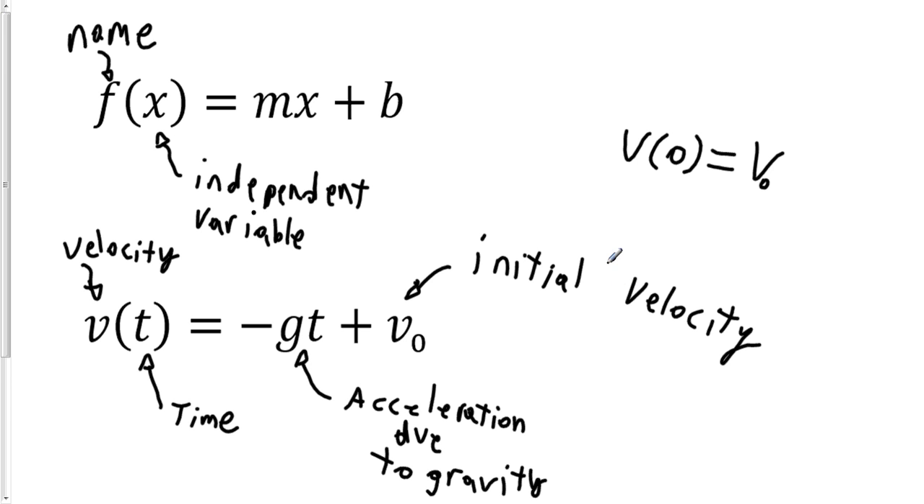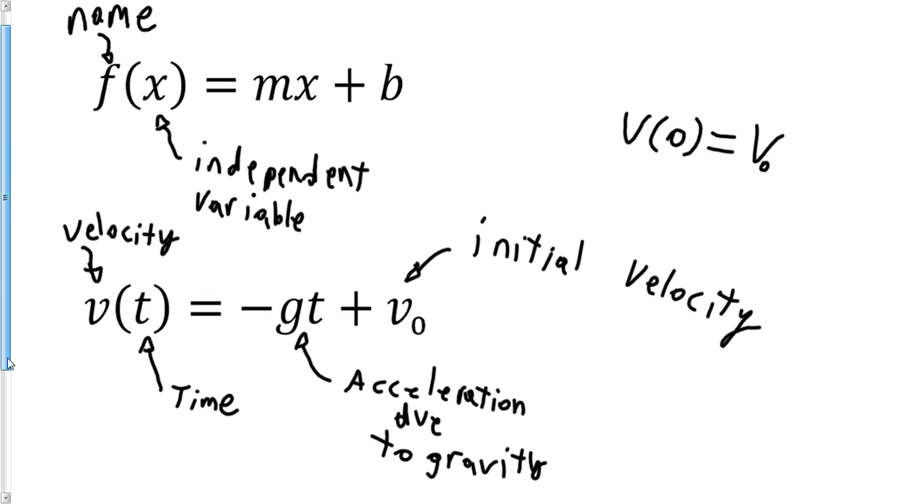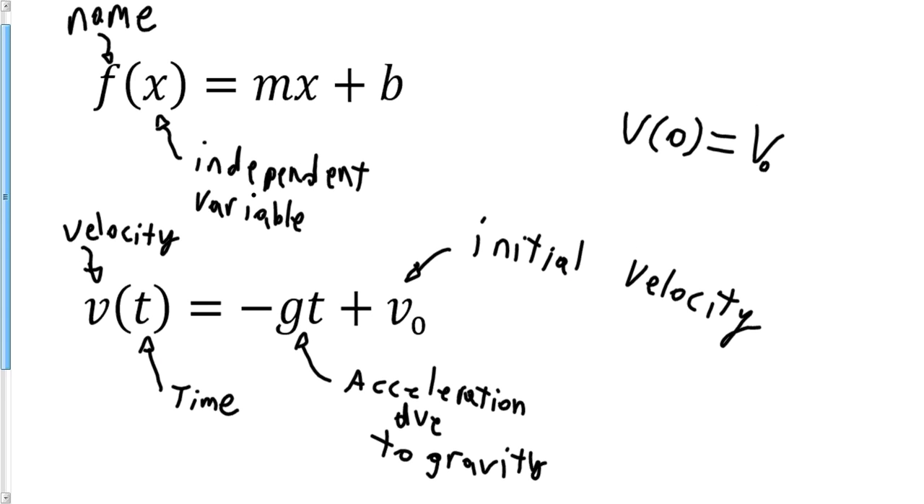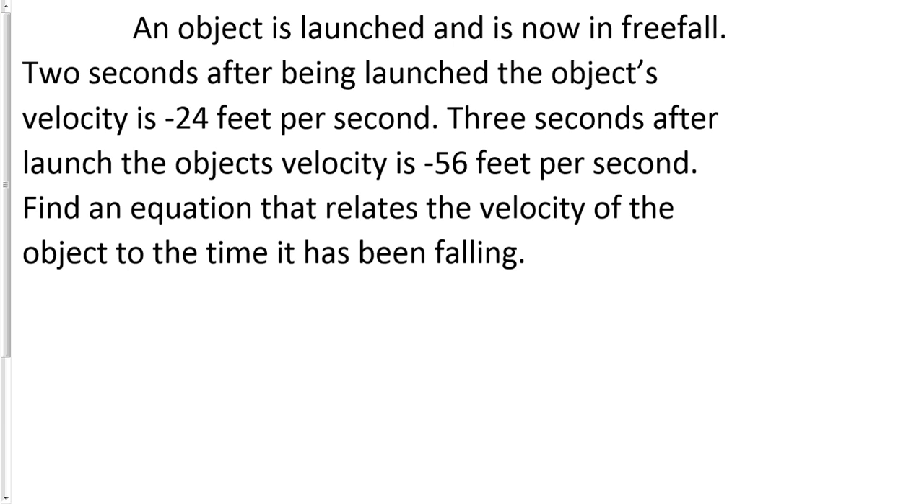So these are all the players. We have the velocity at time t, the v of t. It's the output. T, time, is the input. You put in the time in seconds or whatever units you want to measure in. G is how fast an object accelerates due to gravity. And t once again is time, and v naught is the initial velocity, how fast the object is traveling at time 0. Let's take a look at a problem.